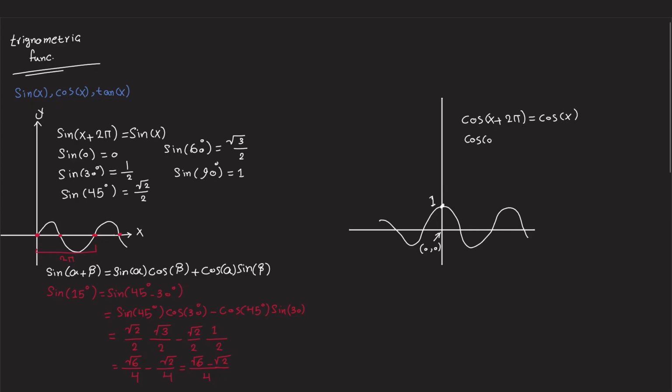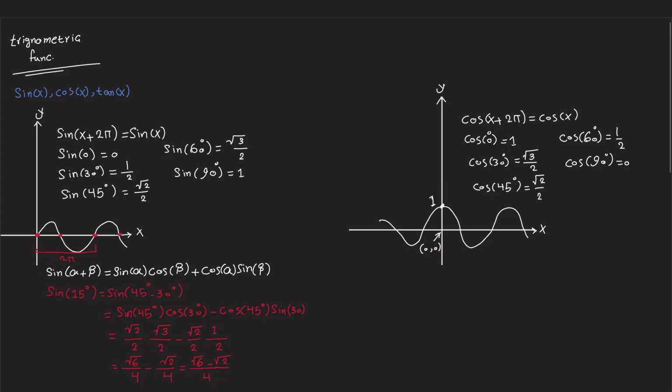The value of cosine when the input is equal to 0 degrees is equal to 1. The cosine of 30 degrees is equal to the square root of 3 over 2. The cosine of 45 degrees is equal to the sine of 45 degrees, which is equal to the square root of 2 over 2. And the cosine of 60 degrees is equal to a half. And the cosine of 90 degrees is equal to 0. And this here is the x-axis and this one is the y-axis.